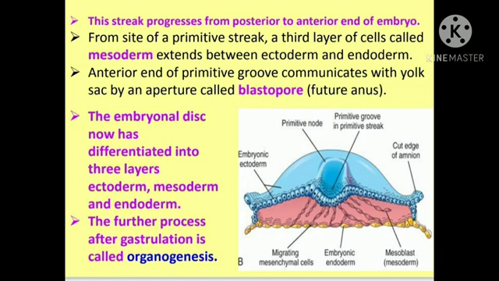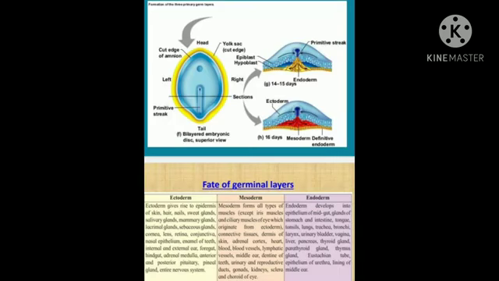The further process after gastrulation is called what? Organogenesis. Now, coming to the last slide of today's lecture, the fate of germinal layers. There are three different germinal layers, and they are called what? Ectoderm, mesoderm, endoderm. We will differentiate all these three. Coming to the first one, ectoderm.